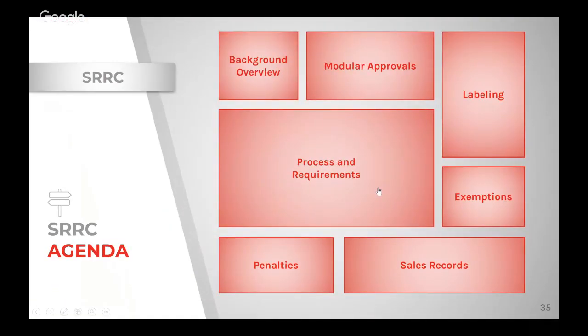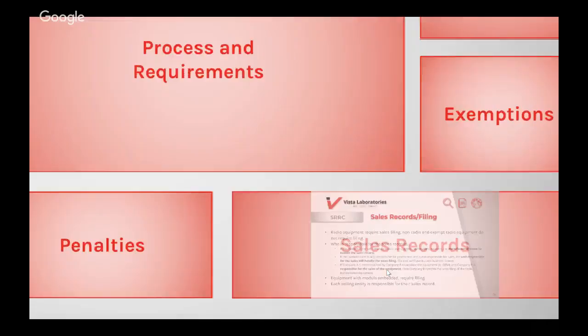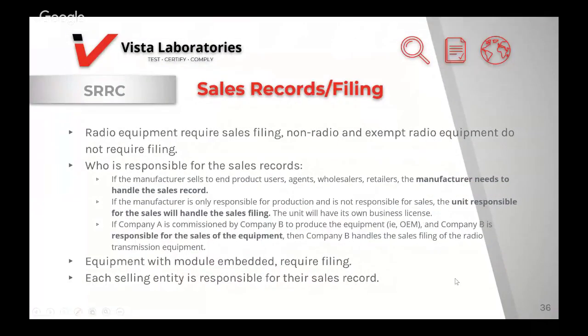So moving on to sales records and filing. The radio equipment that receives approval will require sales filing. Non-radio and exempt radio equipment do not require filing. So if you are planning on selling your radio equipment but it is exempt from SRRC, then you also are exempt from sales record filing.